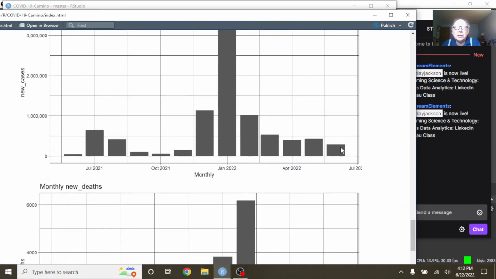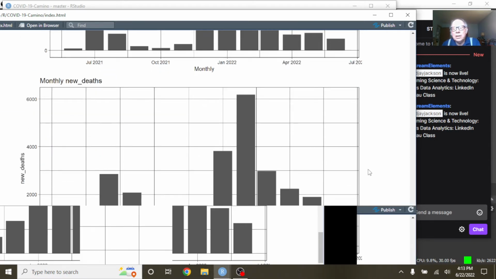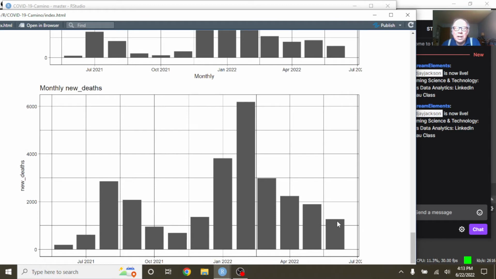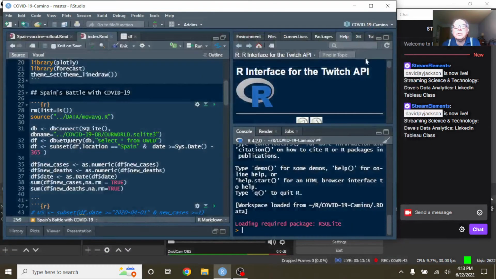And you can see that this is the 1, 2, 3, 4, 5, 6. June is going to be the 7th month, the lowest number of cases in 7 months. Okay. Deaths, the 4th month in a row, we're going to see a decline in COVID-19 deaths, and also the lowest number of deaths of the previous 7 months. All right. That takes care of the report for Spain for today.